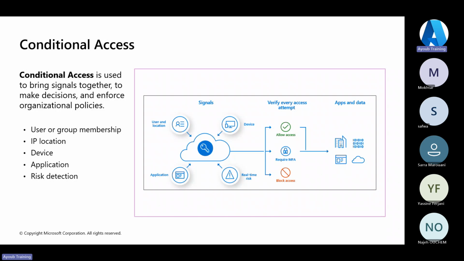Also, I can choose what application can connect with B2B or B2C to Azure, and risk detection. With risk detection, I receive an alert if someone tries to connect from outside the location that I configured before. That's what conditional access means. Is this point clear?